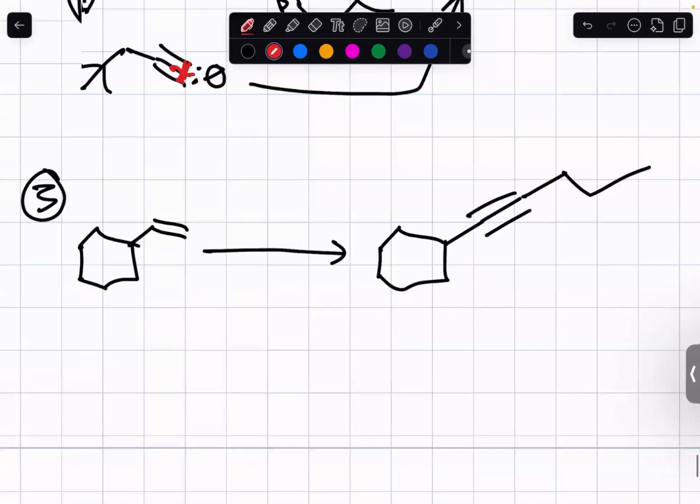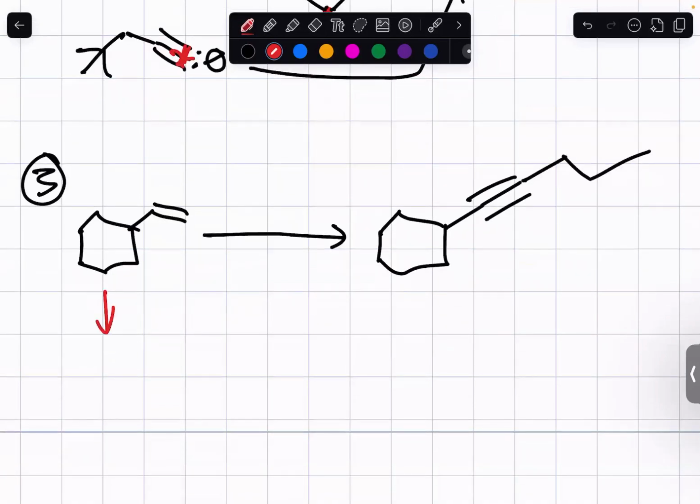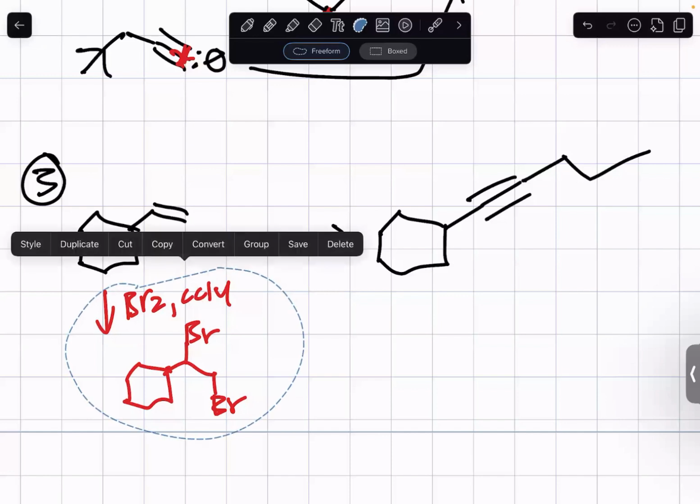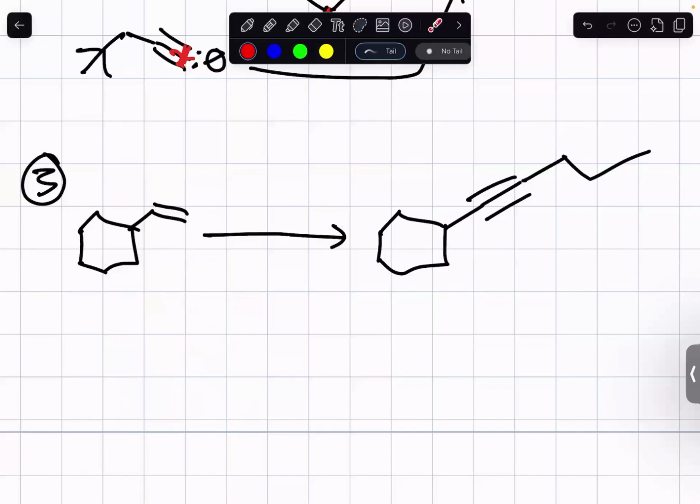So let's do Br2 in CCl4, not water or alcohol, because we want to get a vicinal dihalide, right? So equivalent NaNH2, Br2, CH3CH2. Yes, you guys got it right. Those are the right answers, but let me explain how to think about it for people watching or stuck on this one.